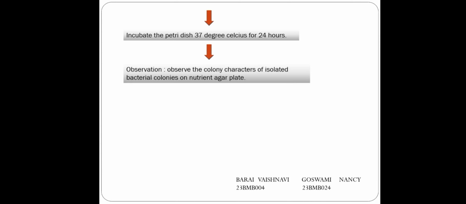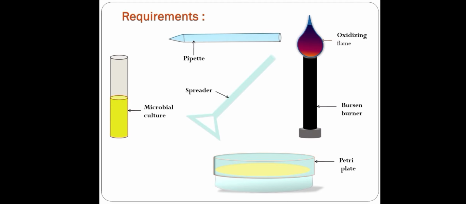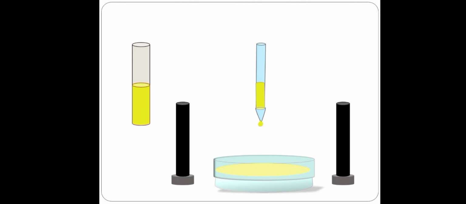And then incubate the petri dish at 37 degrees Celsius for 24 hours. Observe the colony characters of the isolated bacterial colonies on nutrient agar. Pipette, spreader, microbial culture, Bunsen burner.